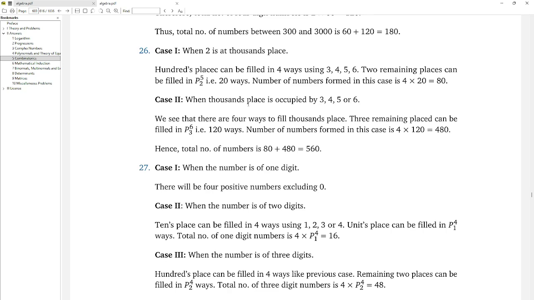So when the thousands place is occupied by 3, 4, 5, 6, we see that there are 4 ways to fill the thousands place. The remaining 3 places can be filled in 6P3 ways, that is 120. The number of numbers formed in this case would be 4 into 120. 4 comes from here, 4 ways. So 120 into 4, 480. So the total numbers is 80 plus 480, that is 560.